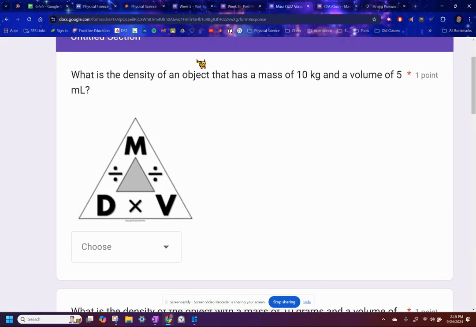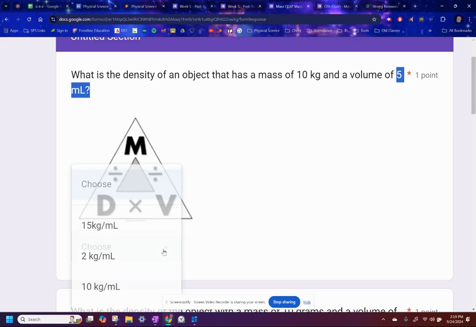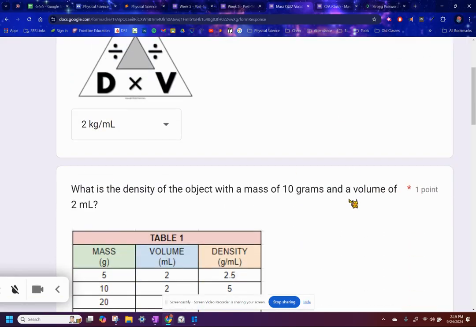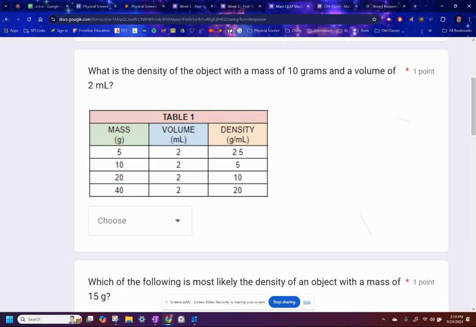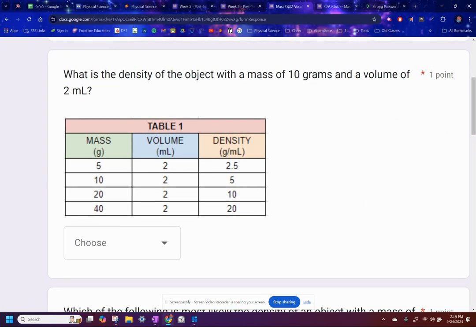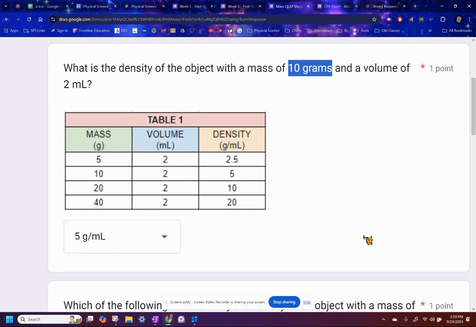All right. What is the density of an object that has a mass of 10 kilograms and a volume of 5 milliliters? Well, we just saw in the last section, all we have to do is take 10 kilograms and divide it by 5. It's mass divided by volume, so it should be 2. Let's look at this one. What is the density of an object with a mass of 10 grams and a volume of 2 milliliters? It's going to be 5, so 5 grams per milliliter.